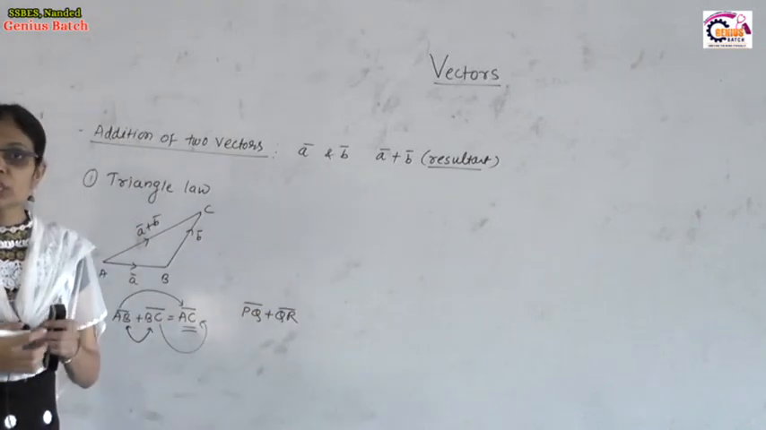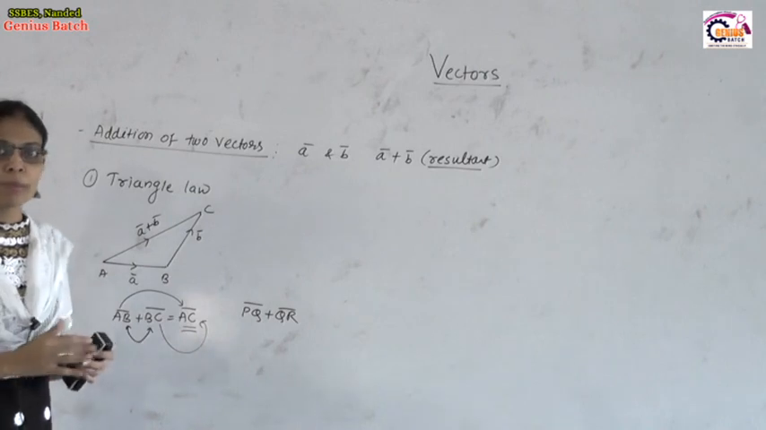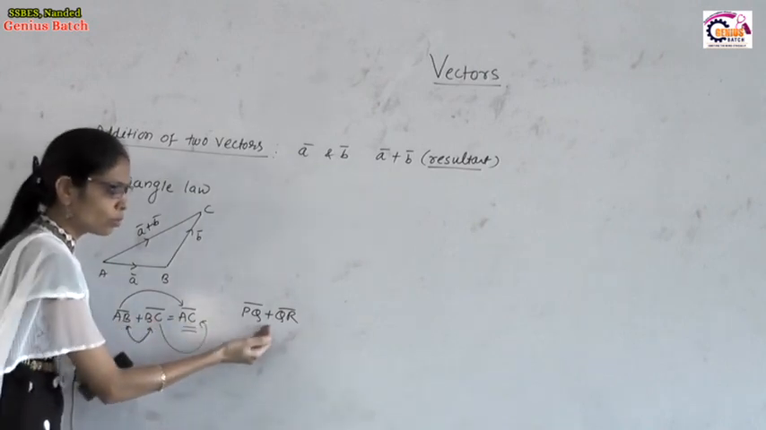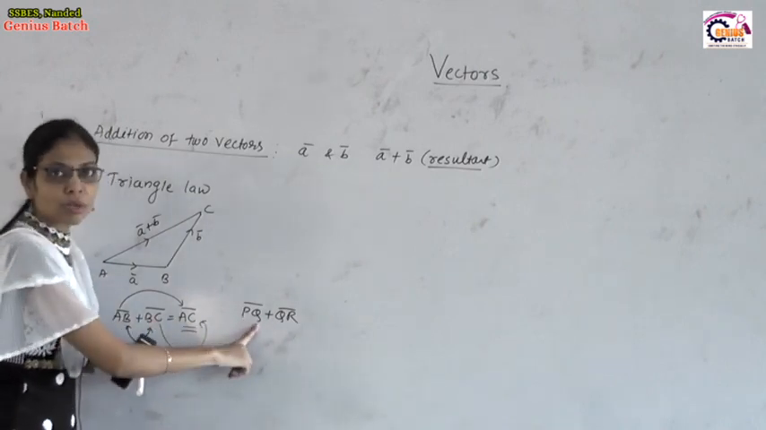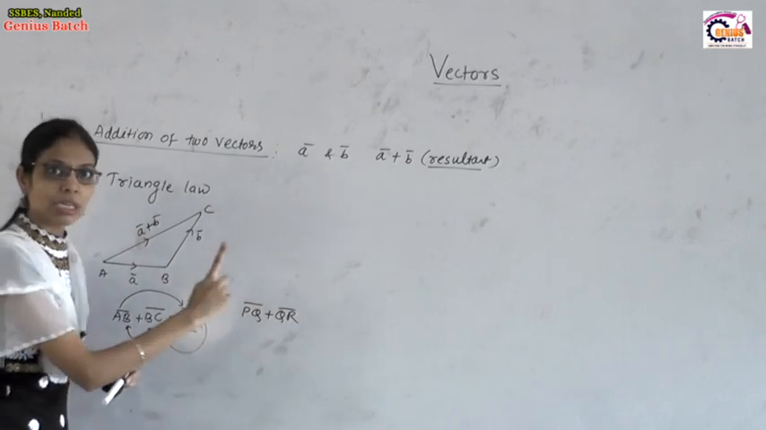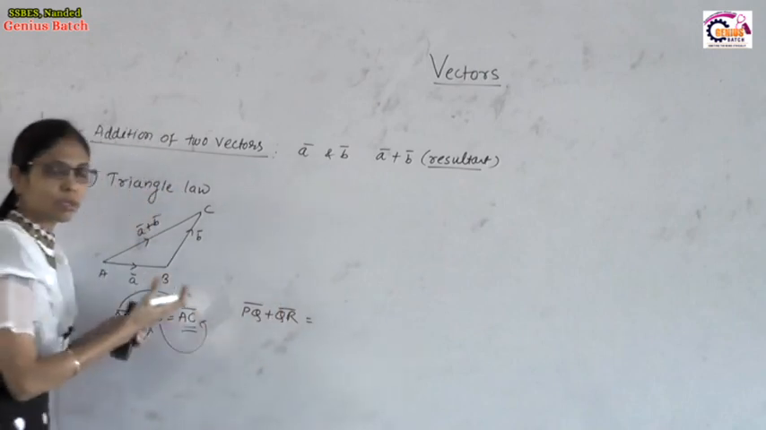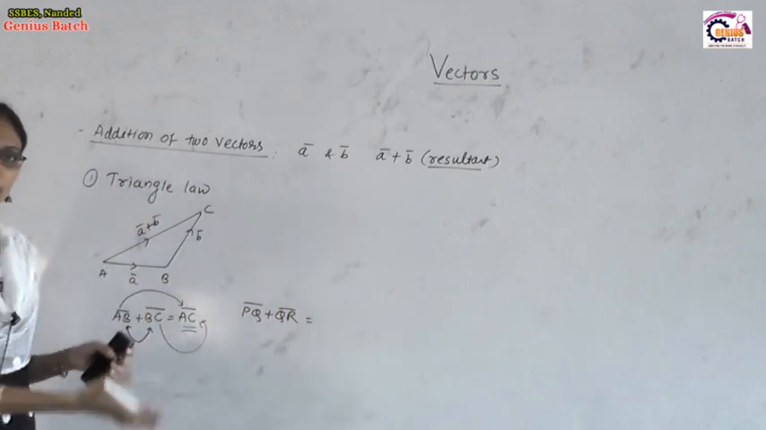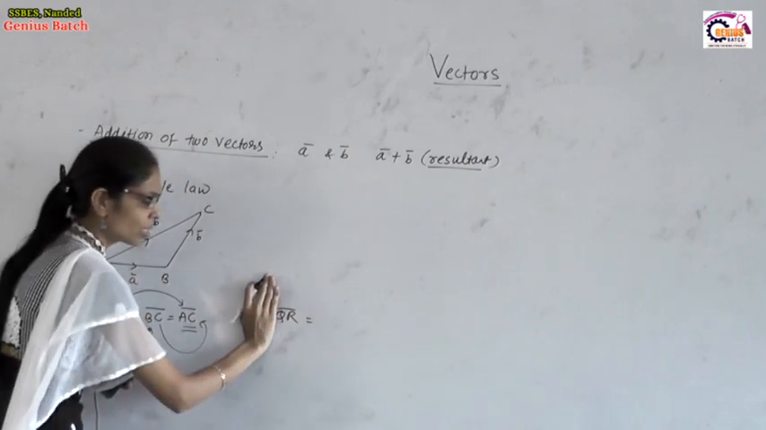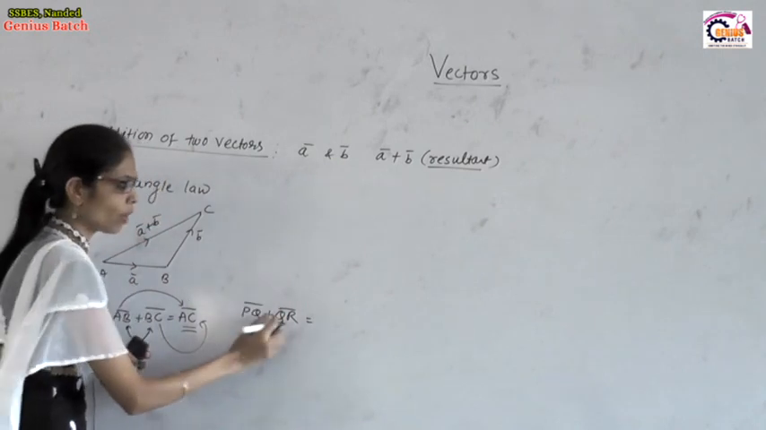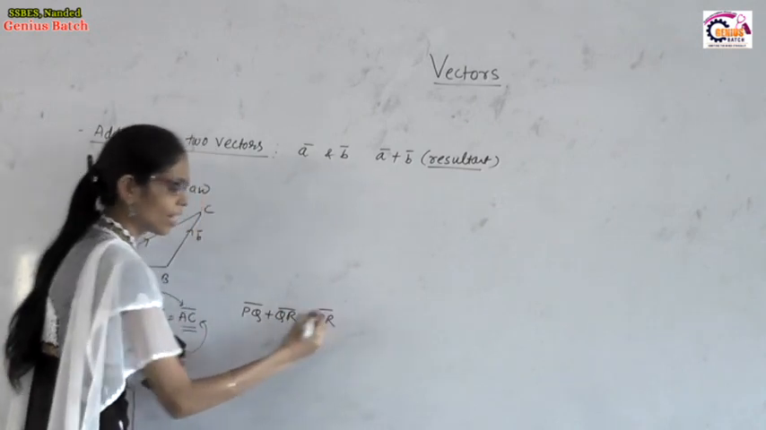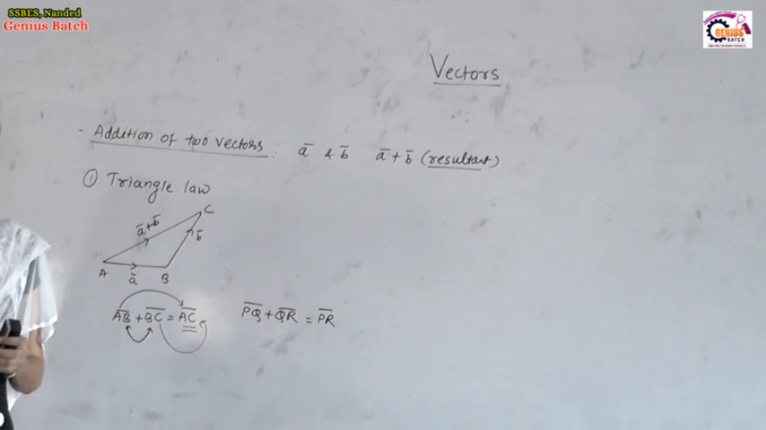The diagram or position of the vectors is not known to me. But here you can observe that the terminal point of the first vector is the initial point of the second vector. So directly you can apply the triangle law, and as a result, ignoring this repeated point, you can write their result as vector PR.